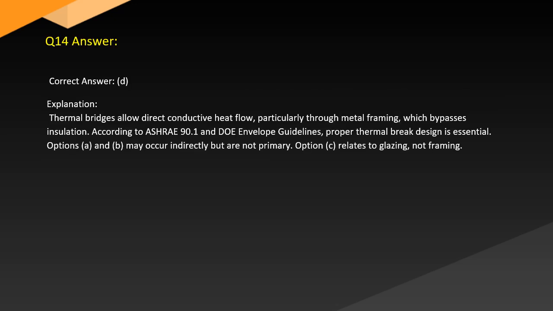Answer. Correct answer, D. Explanation. Thermal bridges allow direct conductive heat flow, particularly through metal framing, which bypasses insulation. According to ASHRAE 90.1 and DOE envelope guidelines, proper thermal break design is essential. Options A and B may occur indirectly but are not primary. Option C relates to glazing, not framing.